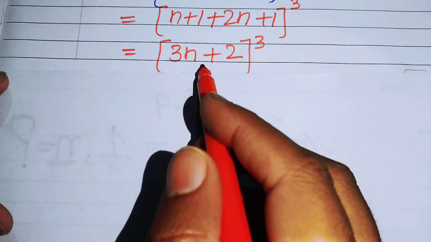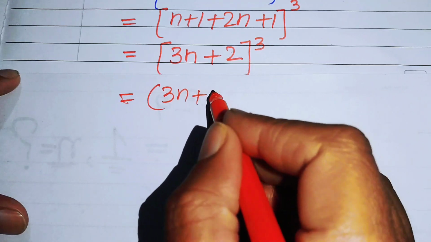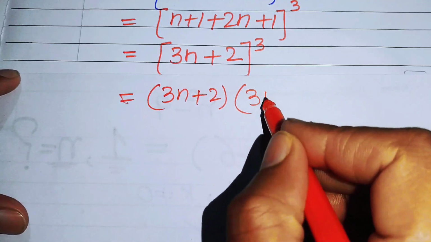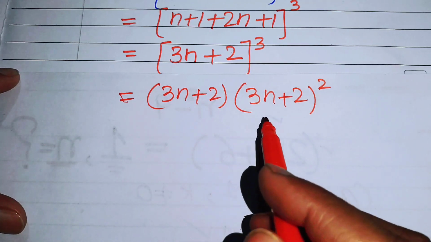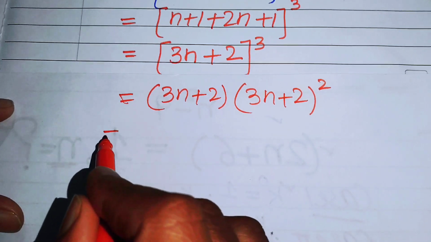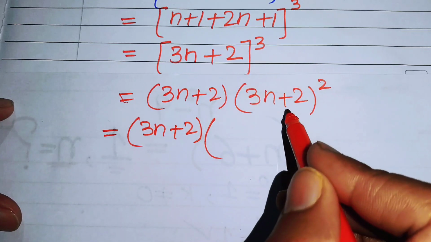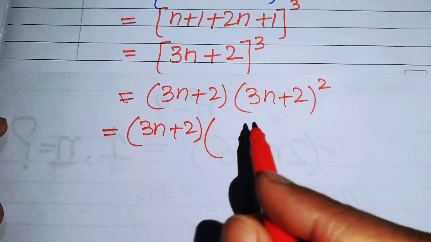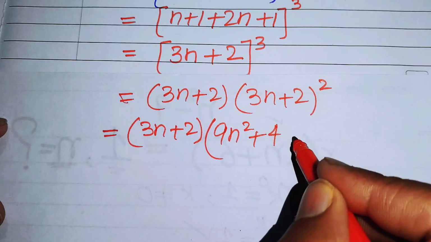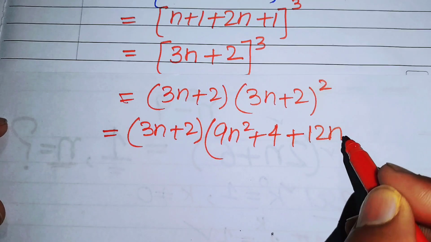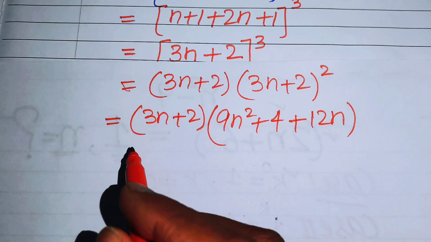And now in the next step, we break this equation and we write it as 3n plus 2 times (3n plus 2) whole square. So now we simplify first this square and we expand the square of 3n plus 2 and we get the output of this term. After applying the square identity, we get 9 times of n square plus 4 plus 12 times of n. And now in the next step, we again use equation number 1.